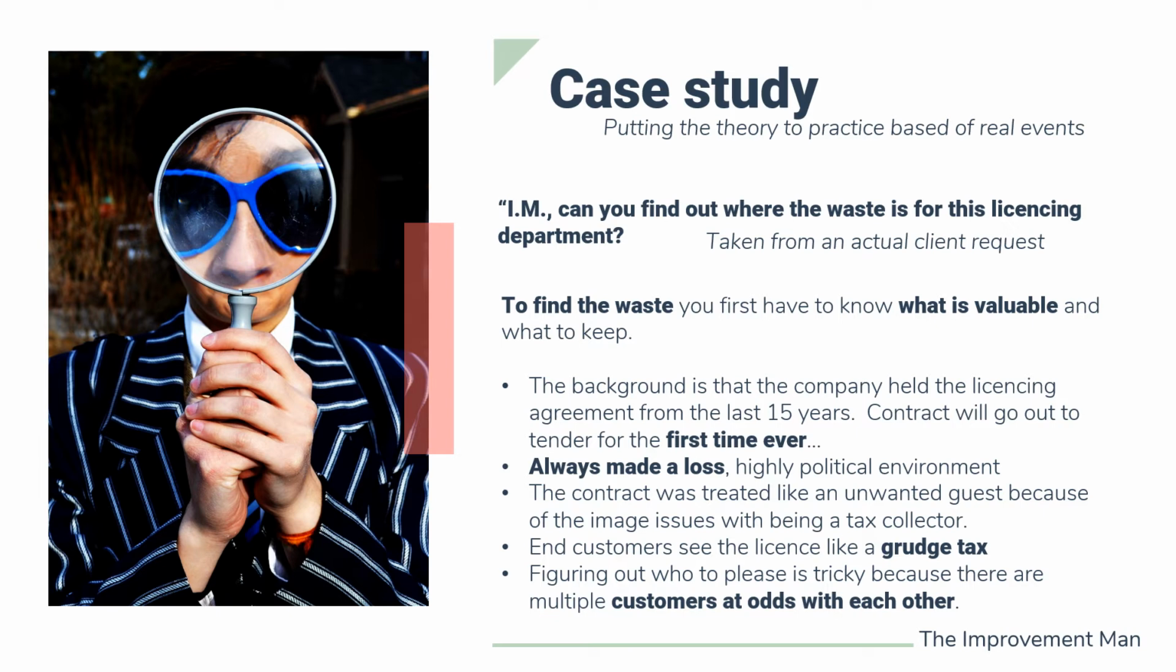So, the client request: "Improvement man, can you find out where the waste is for this licensing department?" In order to find the waste, you first have to know what is valuable and what you wish to keep. The background of this was that the company had the licensing agreement for the last 15 years and had never gone to tender before that. The contract is with the government, and this is the first time ever that they'll be asked to go to tender.